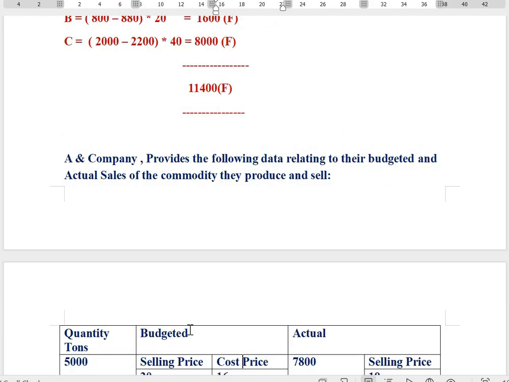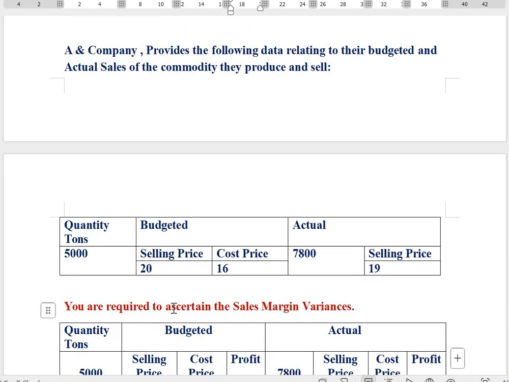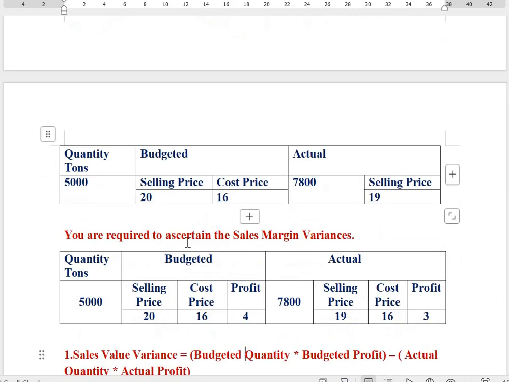The next problem we'll see is about the profit and sales value, where the sales variance is based on the profit. So A and company provide the following data relating to the budgeted and actual sales of the commodity they produce and sell. Here they have given only one product: 5000 quantity, budgeted selling price 20, budgeted cost price 16, actual quantity sold is 7800, actual selling price is 19. So here we have to find out the profit.